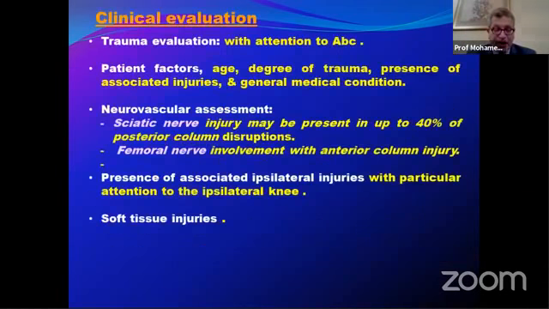Clinical evaluation: I have to evaluate the trauma with attention to the ABC, airway, bleeding, and circulation. Patient factors: I have to check the age and the degree of trauma. Is there any associated injury? Of course, I have to examine other joints, general medical conditions, and neurovascular status. Sciatic nerve injury has a very high incidence, especially with posterior column disruptions, up to 40%, and there is femoral nerve involvement with anterior column injuries.